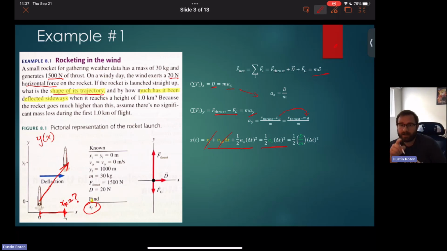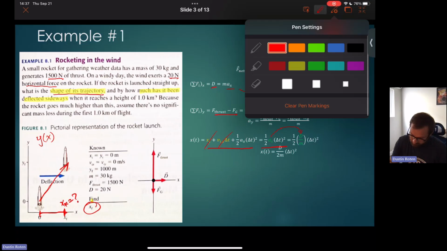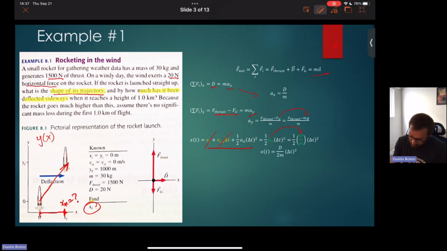Now remember, this is our x direction, and we have our x component of acceleration, right? So we can actually go back and grab that. It's just d over m. Okay, we can plug that in. And it turns out the equation for our x kinematic piece is simply d over 2m times delta t squared.